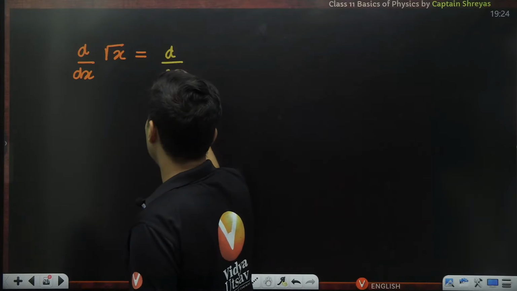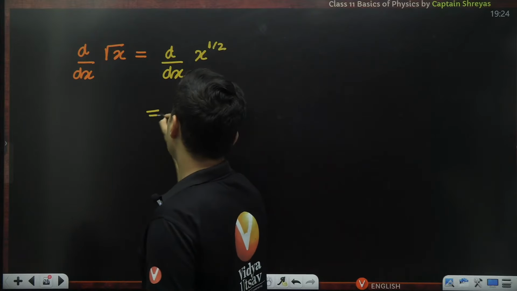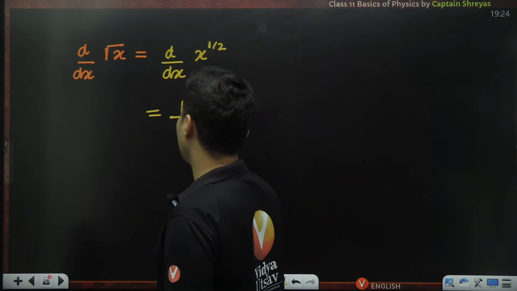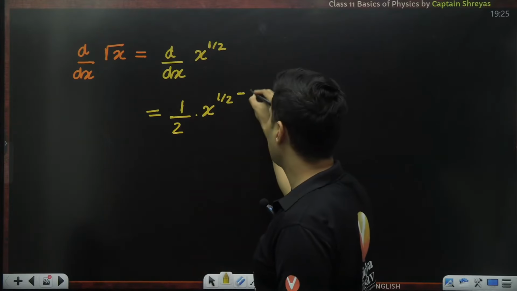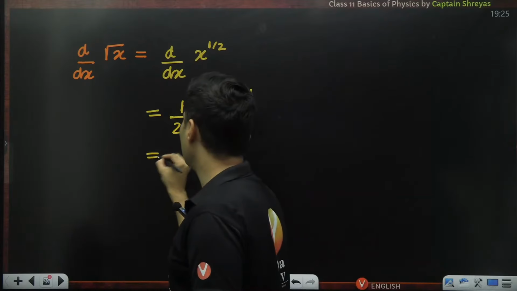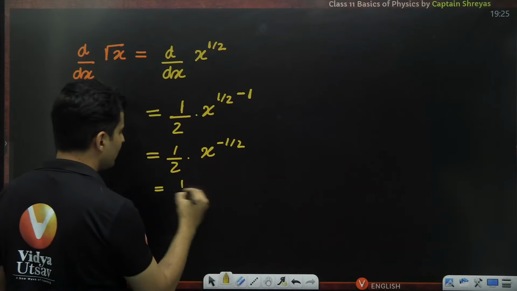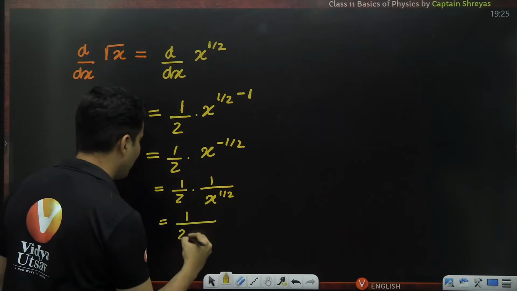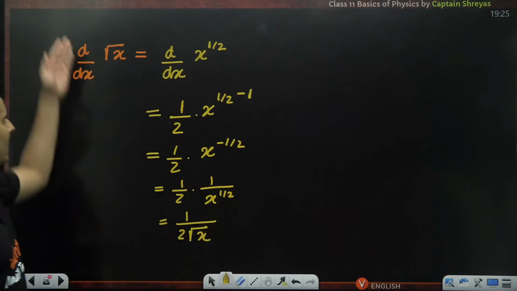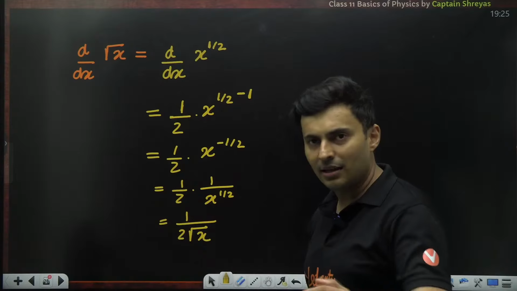How can you rewrite it? You can write it as d by dx. Root of x is x raised to half, isn't it? So the power will come outside as half, and you reduce the power by 1, so this will become half into x raised to minus half. X raised to minus half is as good as x raised to half in the denominator. So this is 1 by 2 root of x. That is the answer for this derivative. Yes, it is 1 by 2 root x, with 2 root x in the denominator.